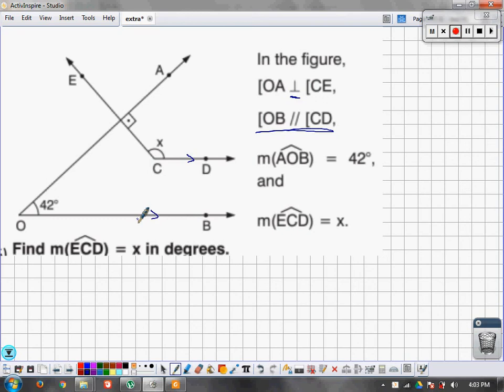Let's show it by using an arrow over there. Then the 42 degrees is written over here, and we must find the X. It is also written over there on the shape. So let's go from the shape. Let's continue from the shape. So actually this is the same question.